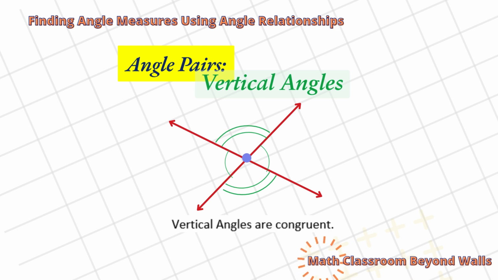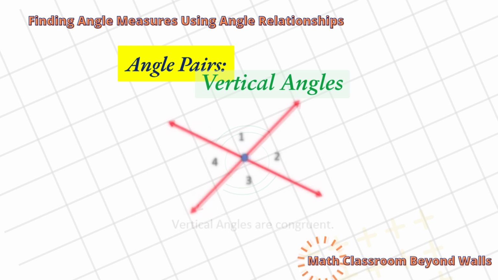When two lines intersect, there are other types of angle pairs that are created aside from the vertical angles. Let's name the angles formed by the intersecting lines here. Do you recognize the angle pairs that are here? Okay, angle 1 and angle 2 are adjacent angles. They're also a linear pair. At the same time, angle 1 and angle 2 are supplementary. The sum of the measure of these two angles is 180 degrees. Can you follow, learners?